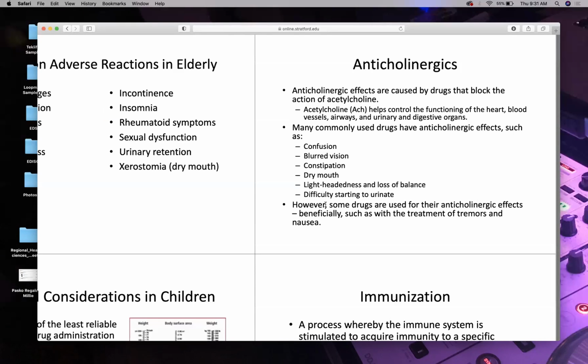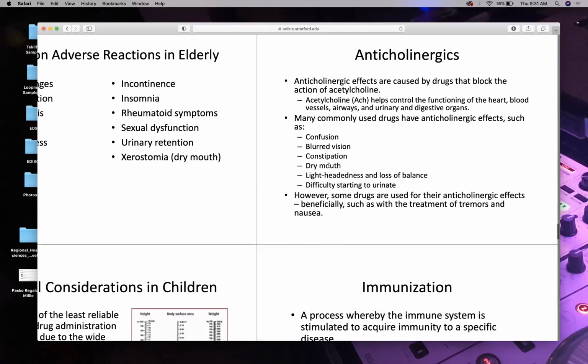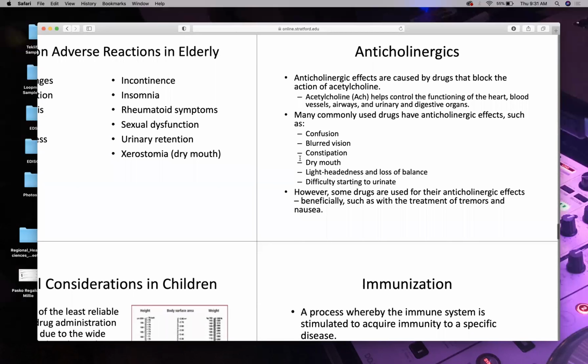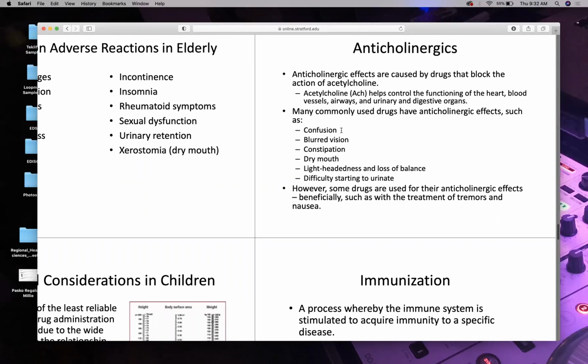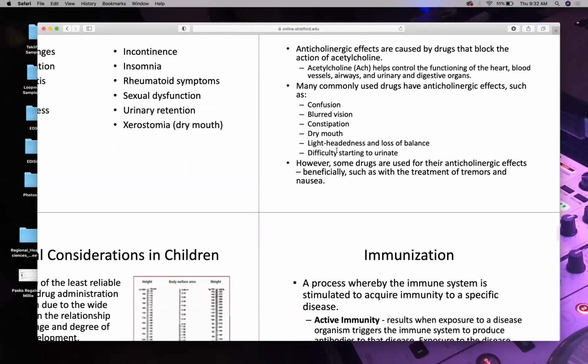The problem is you get these anticholinergic effects, okay? You get confused, blurred vision, you get constipated, dry mouth, lightheaded, and then you got some issues with urination. Now, doesn't that sound a little bit about, remember, your sympathetic and the parasympathetic? It's kind of messing with that same thing. So just know that some medications have anticholinergic effects, and it's not good. And these are the things that you got to warn your patient about, okay?